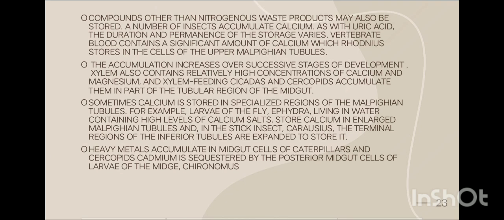Also the calcium is stored in specialized regions of the malpighian tubules. For example, larvae of the fly which are living in water containing high levels of calcium salt store the calcium in enlarged malpighian tubules. Also seen in the stick insect, the terminal regions of the inferior tubules are expanded to store the calcium. Also we can see heavy metal accumulation in the midguts of the caterpillar and the posterior midgut cells of the larvae of the midge, etc.